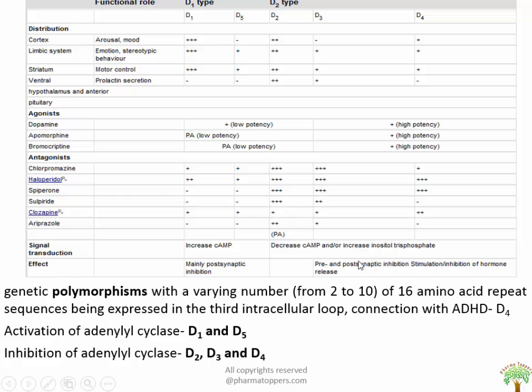Here you could see that the D3 and the D4 receptor are involved in the both pre and post synaptic inhibitions, which depends upon the stimulation or the inhibition of the hormone release.